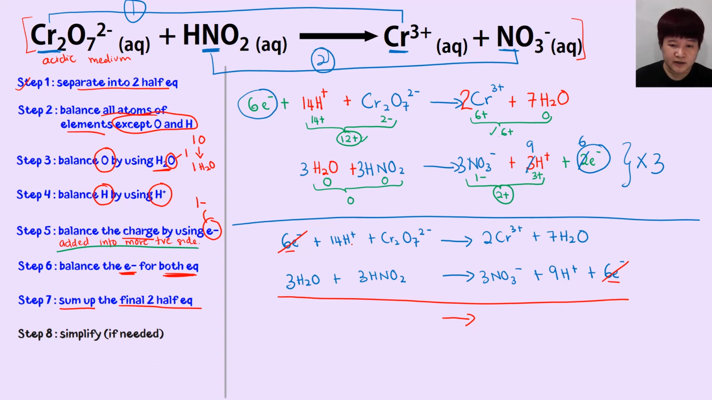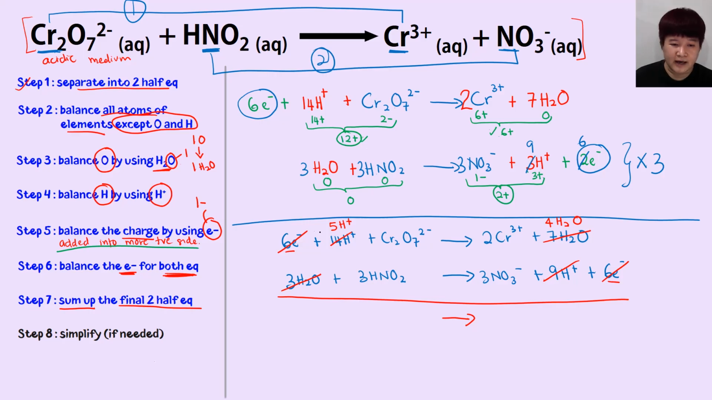I have 14 hydrogen positive, and over here, I have 9 hydrogen positive. Opposite direction, 14 minus 9. I will then have 5 H plus. What else? Water. I have 7 H2O and I have 3 H2O. Cancel. Minus, I will have 7 minus 3, 4 H2O. Anything else repeated? No. We need to make sure no one is repeated in a chemical equation. So you can sum them up right now.